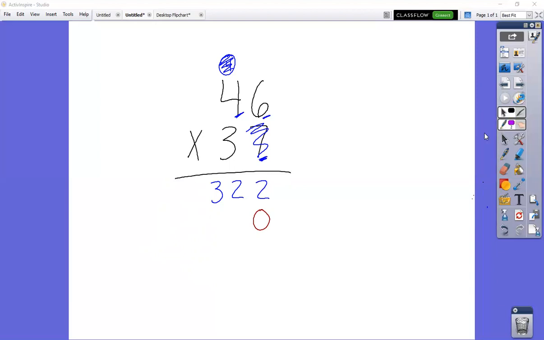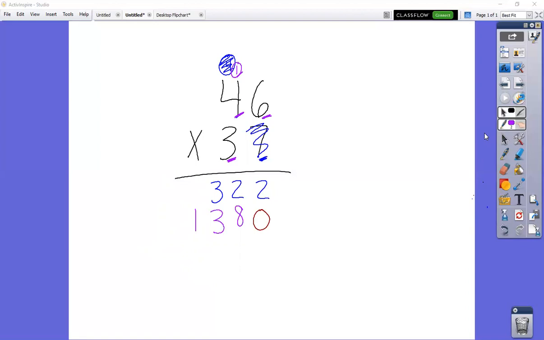Okay? Step number 3, we're going to do the same thing that we did with the 7, but with the 3. We're going to do 3 times what's in the ones place, which is 6. 3 times 6 is 18. So I'll put my 8 down there, my 1 up here. Then I've got 3 times what's in the tens place, which is a 4. 3 times 4 is 12 plus 1, which is 13. So I'm going to put my 13 right there.